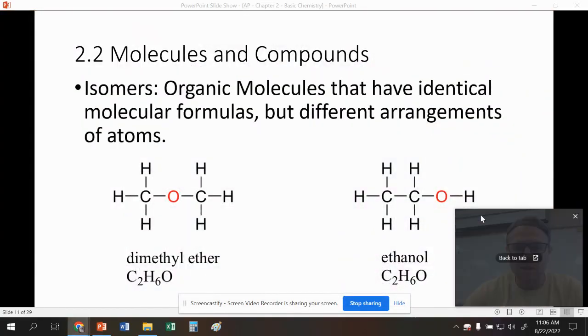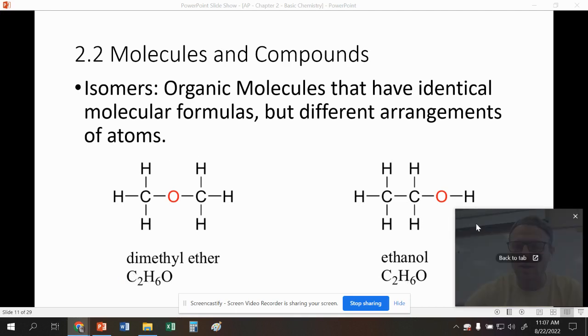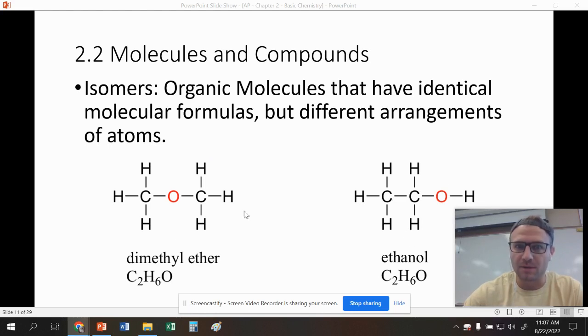All right, isomers. And if you see here, we jumped into 2.2, molecules and compounds. I didn't really stop and talk about that, but we did jump into a second section here. Isomers are organic molecules that have identical formulas, but different arrangements of atoms. You can see we have the molecular formula here, C2H6O, C2H6O. They have different structures, though. And I know it might not seem like it's very important, but these are very important. Even changing one element's location in a compound can drastically change the properties of that compound or molecule.